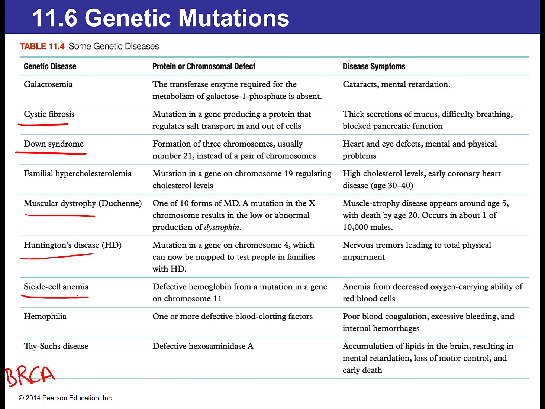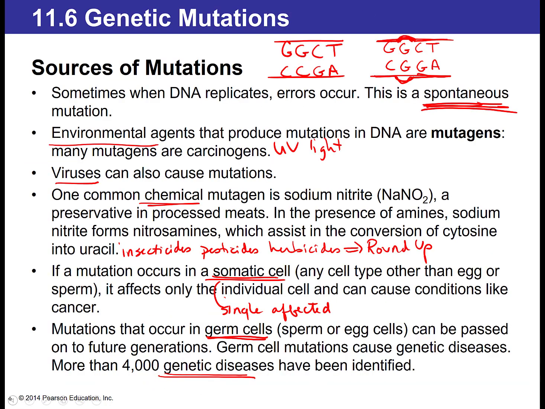There's sickle cell. Okay? Those are just some of the genetic mutations that can occur. Then there are random, spontaneous mutations, and that could have been the reason that she developed breast cancer. Then you can have things like ultraviolet light, viruses, and chemical exposure. So Roundup's an interesting one.